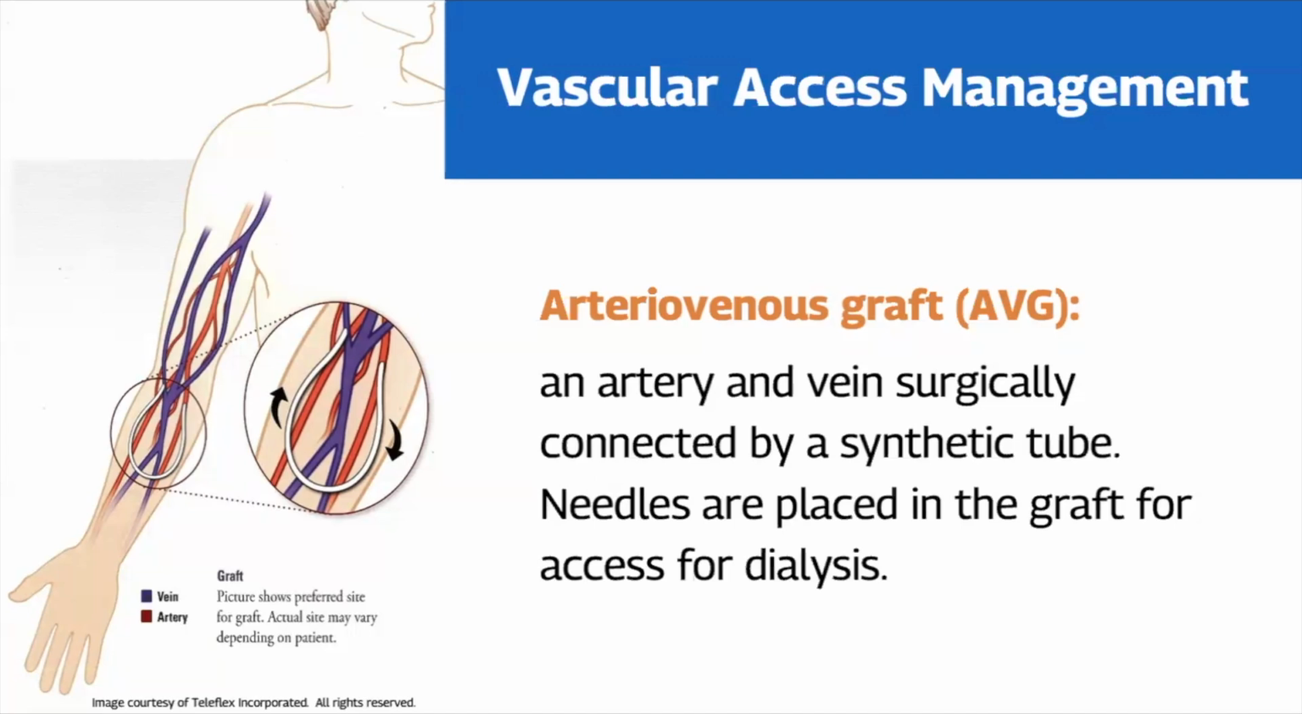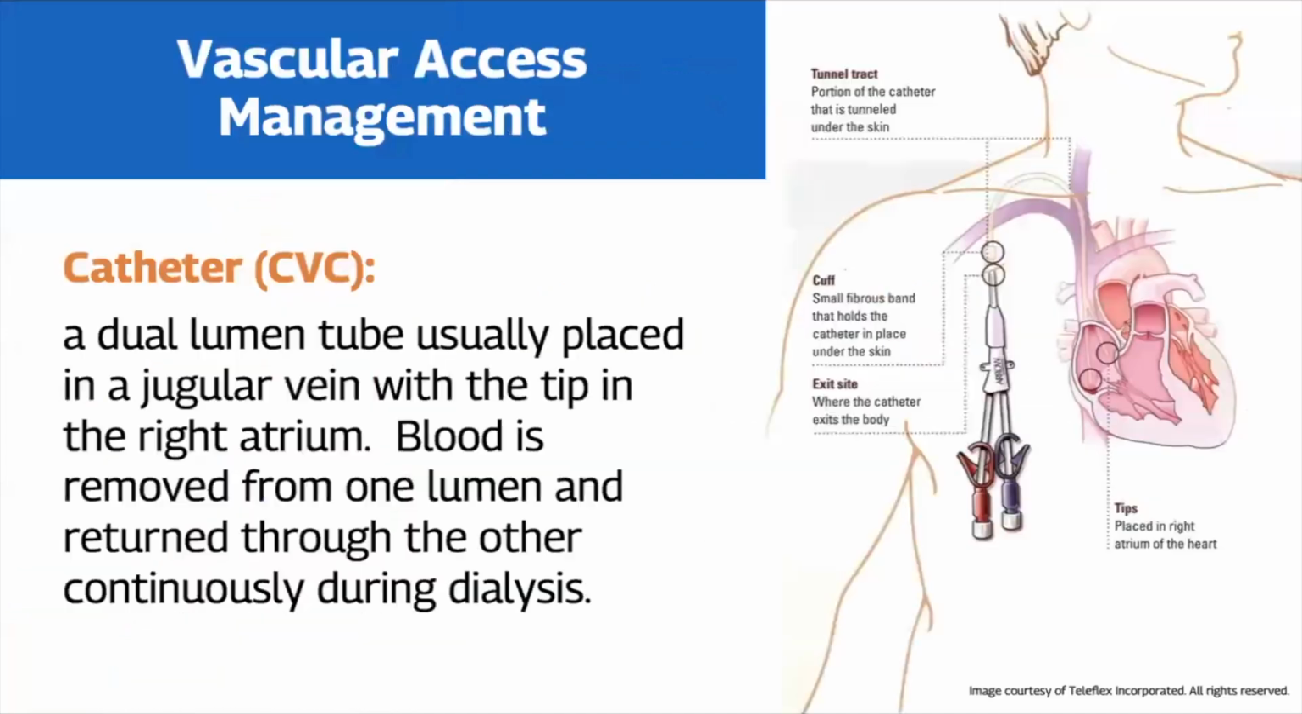About 30% or 35% of patients in dialysis centers have an arterial venous graft. The CVC catheter is the third option and should only be used as a temporary option while a peripheral access is healing or maturing.